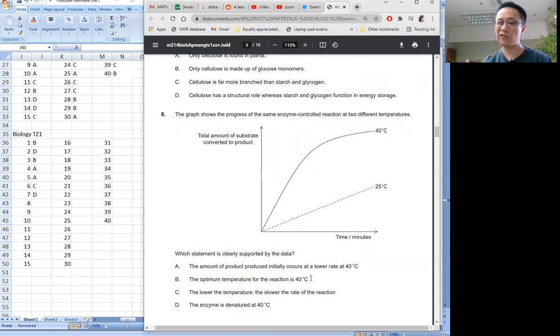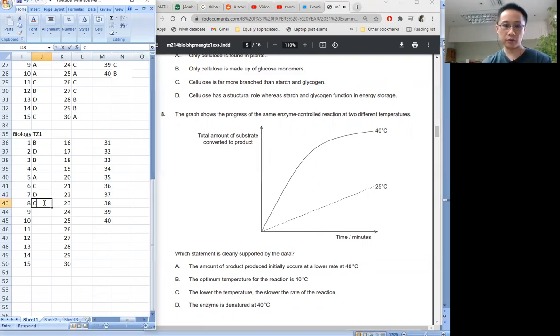B, you can say that 40 is kind of better than 25, but you can't say that it's the optimal temperature. The lower the temperature, the slower the rate of reaction. That's definitely true at first. By the end, it's possible that you just use up all the reactants and all the substrate, and that's why the reaction rate levels off. The nature at 40 degrees, I don't think that's correct because the graph has a gentle gradient, but the gradient is still positive. So I think C is the best choice.